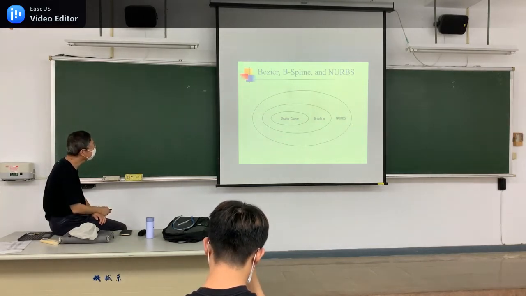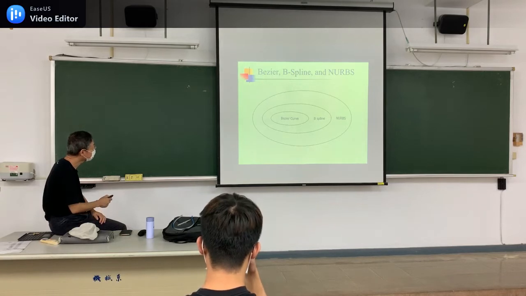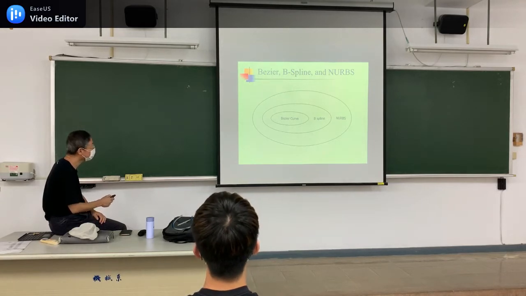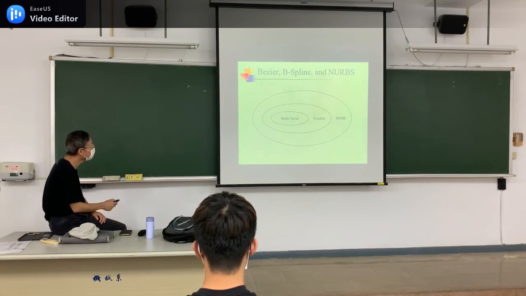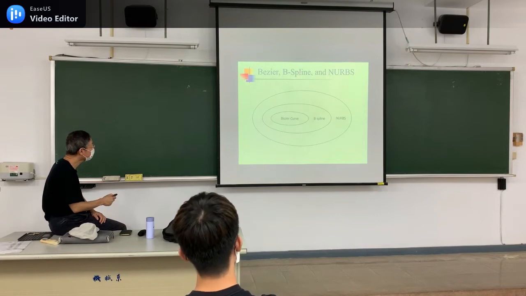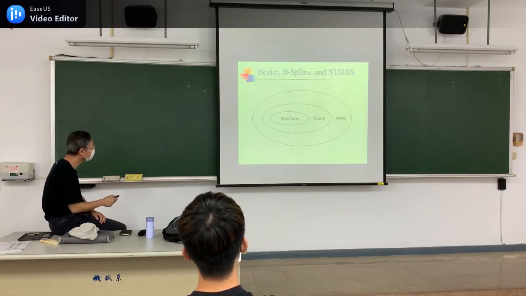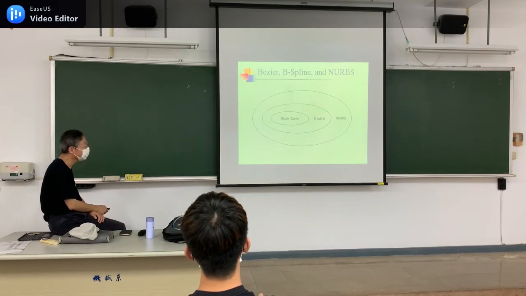In other words, you can consider the Bezier as a special case of B-spline. And B-spline is a special case of NURBS. Okay. So this set includes this set, which includes this, and of course includes this. So the relationship is like this.